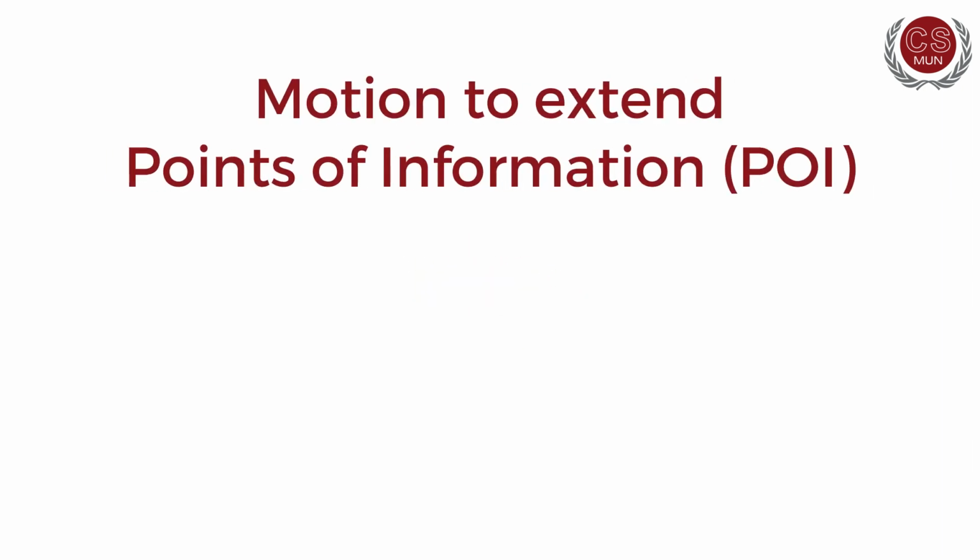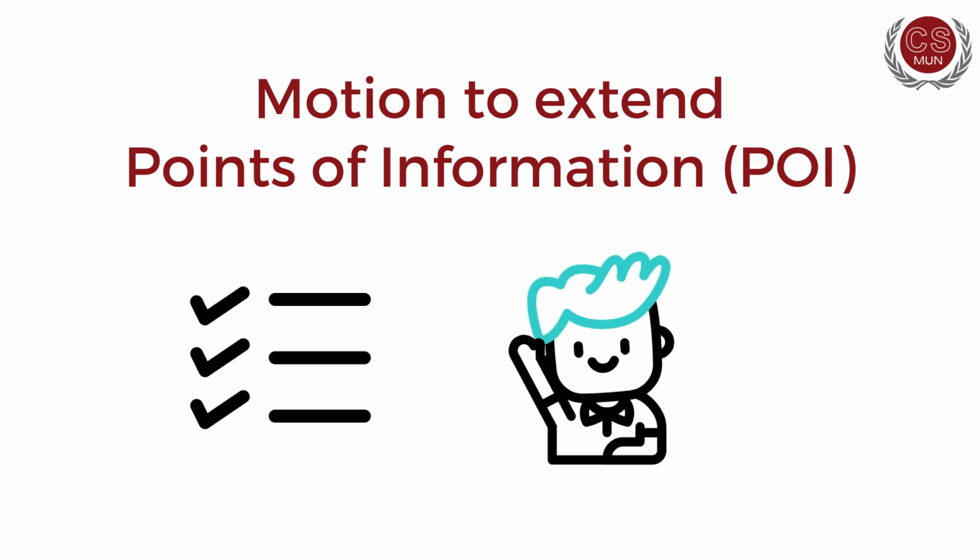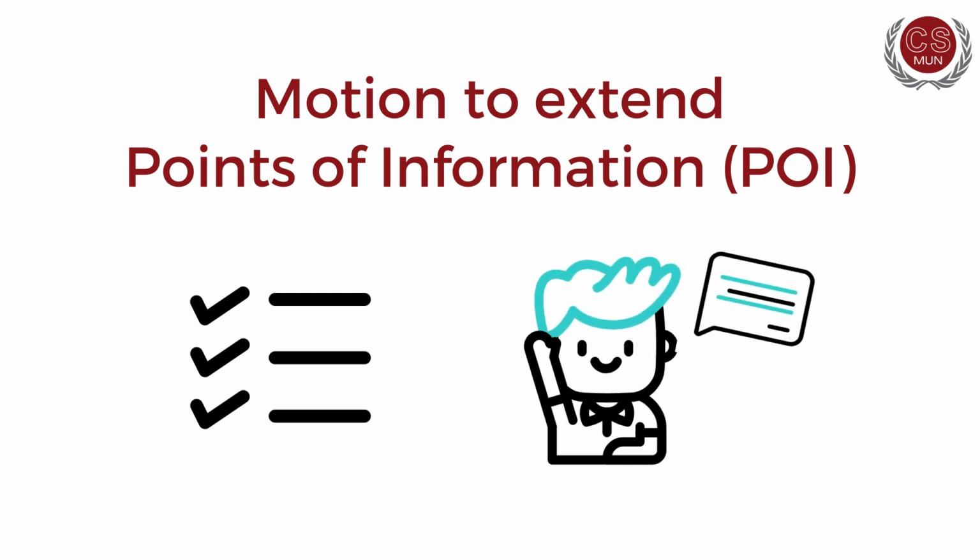Firstly, there's the motion to extend points of information. This should be quite self-explanatory. After all delegates picked by the chair have asked their POIs to the speaker, if another delegate that hasn't been picked by the chair wishes to ask a POI, they might raise a motion to extend points of information.